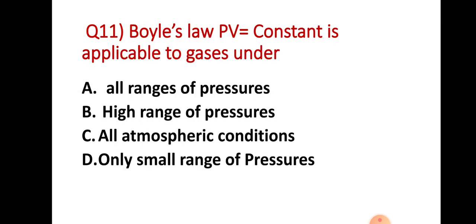Now let us see question number 11. Boyle's law, PV is equal to constant, is applicable to gases under. This law is not always applicable in all condition. This is applicable only when there is small range of pressure. If there is only small range of pressure, at that condition the Boyle's law, PV is equal to constant, holds good. So option choice D is the correct answer for question number 11.